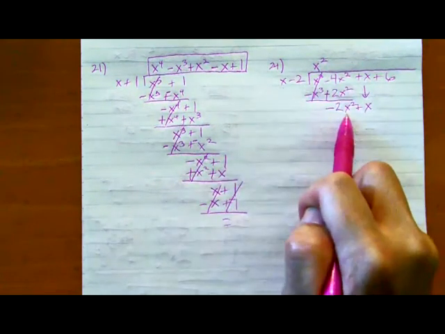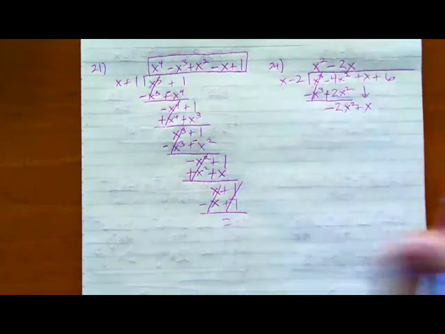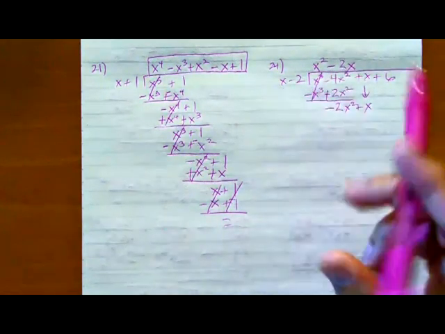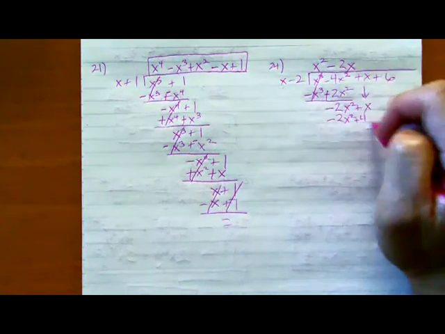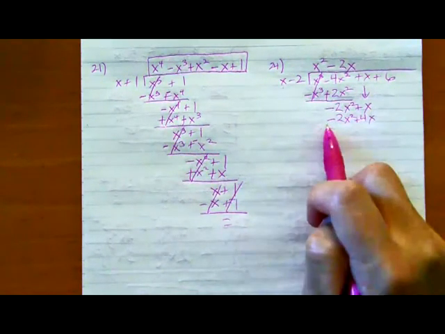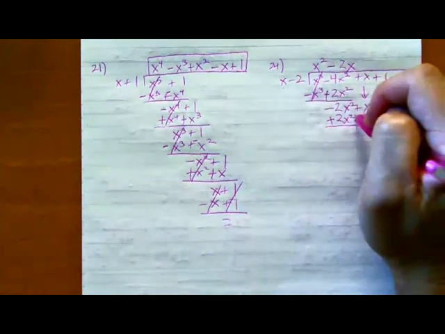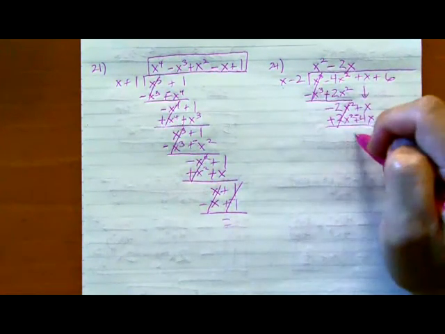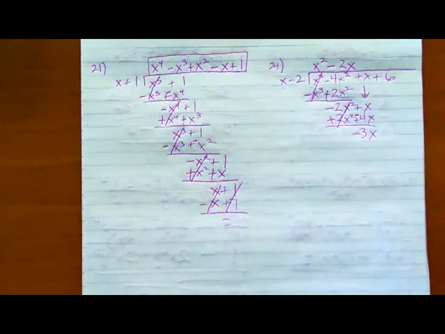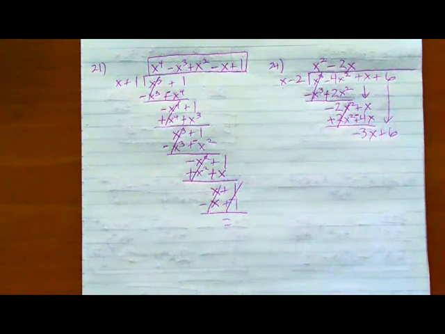Something times x is a negative 2x to the second. Negative 2, x times x is negative 2x to the second. Negative 2 times negative 2 is 4x. We need to subtract. That means the signs change. This becomes plus, this becomes minus. That cancels. This right here is a negative 3x. I'm going to drop the 6. And then we do it again.